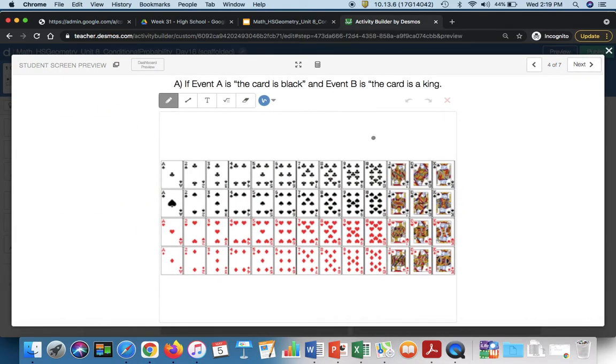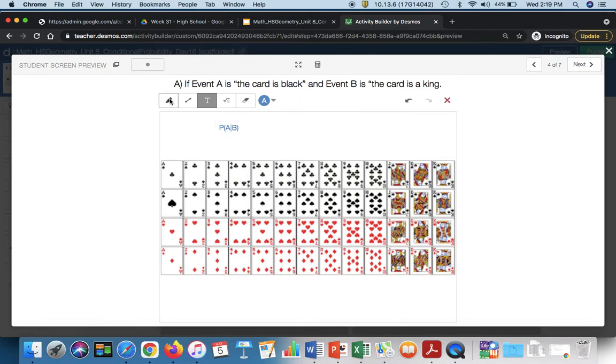So again, one recurring theme that I feel would be very valuable in this topic is creating visuals for students. So if the first event is the card being black, and the second event is the card being a king, and let me say that I am doing the probability of A given B. So let's write that down. The probability of A given B.